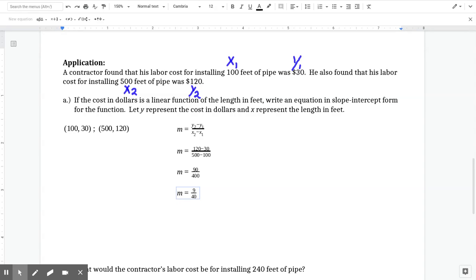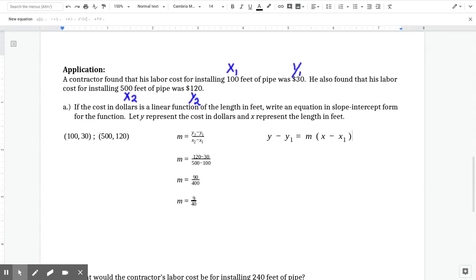Now that we have our slope, we will find the equation of our line using point slope formula, because we now know the slope and we know a point, actually two, but we know a point that the line goes through. So when you know the slope and a point, that is enough information to use point slope formula. So let's go ahead and get set up. So recall that point slope formula is y minus y1 equals m times x minus x1.